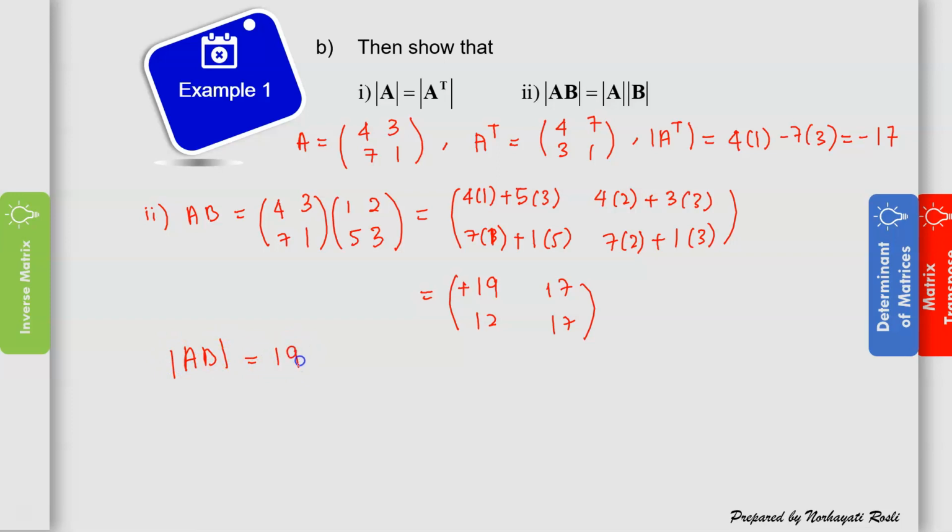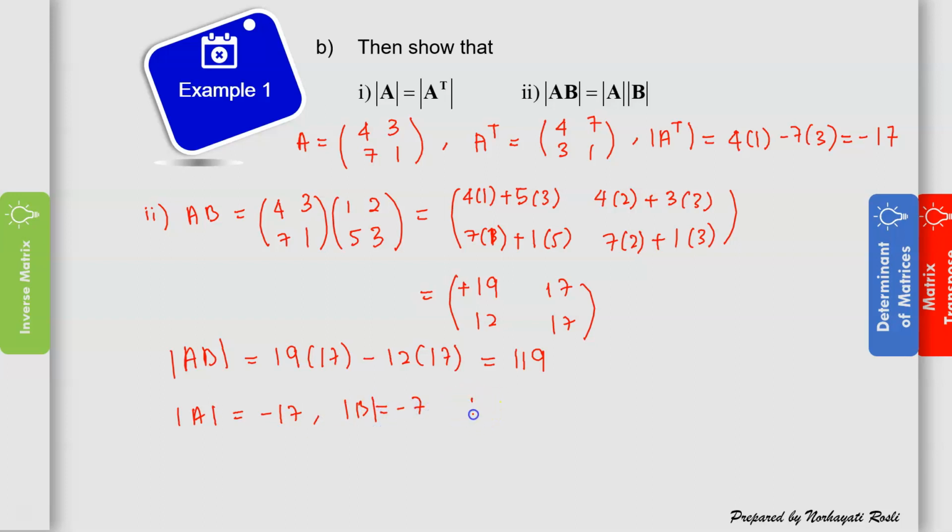It is 19 times 17 minus 12 times 17. When we solve this one, we got the answer 119. And then we need to show it is equal to determinant of A times determinant of B. Determinant of A is given by negative 17 and determinant of B is given by negative 7.